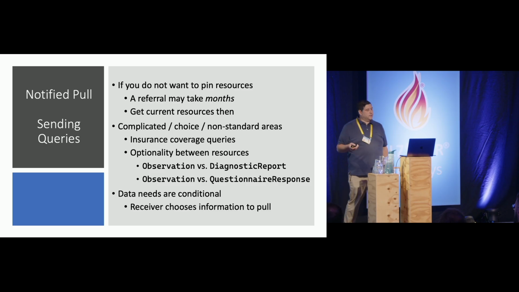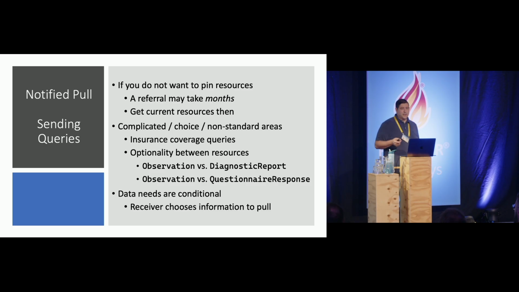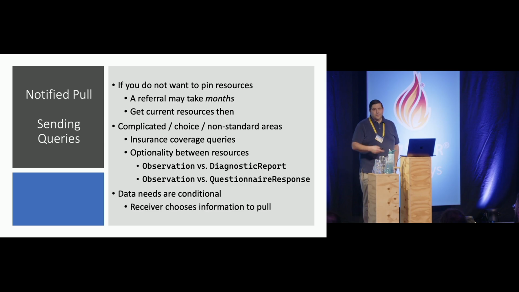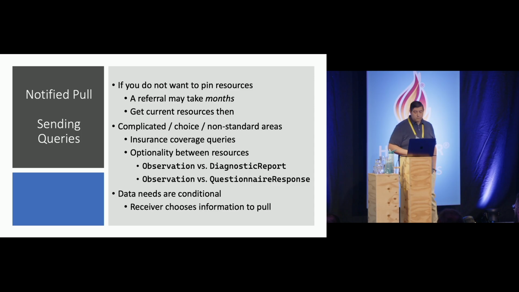The common use cases we talk about there are referrals. If I want to send you the medication list for a patient while I'm sending you a referral, and you're processing that tomorrow, that's pretty good. If you're processing it 6 months from now, because that's how referrals work nowadays, my medication list from 6 months ago isn't necessarily useful. So instead of sending the resources, send a query on how to get the current medication list. That way, when you're processing it 6 months from now, you can do that.